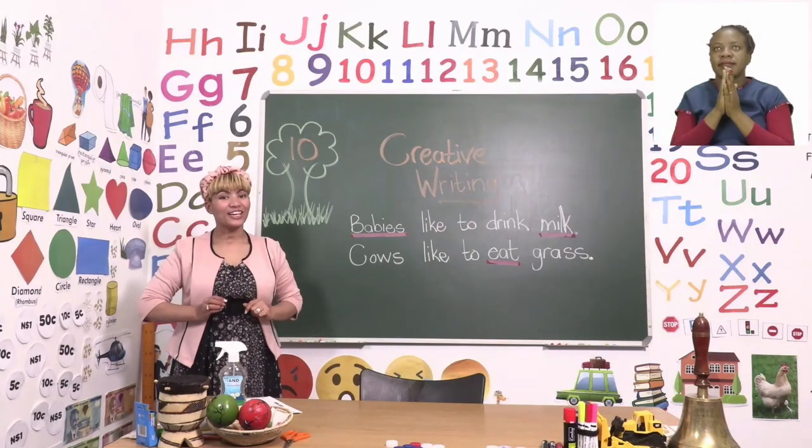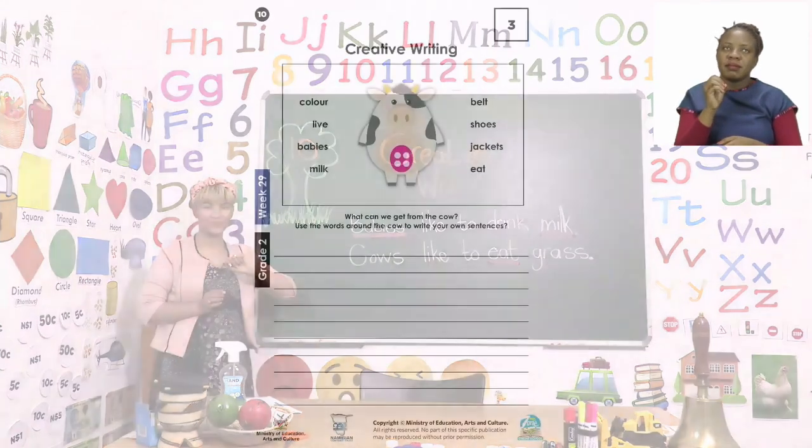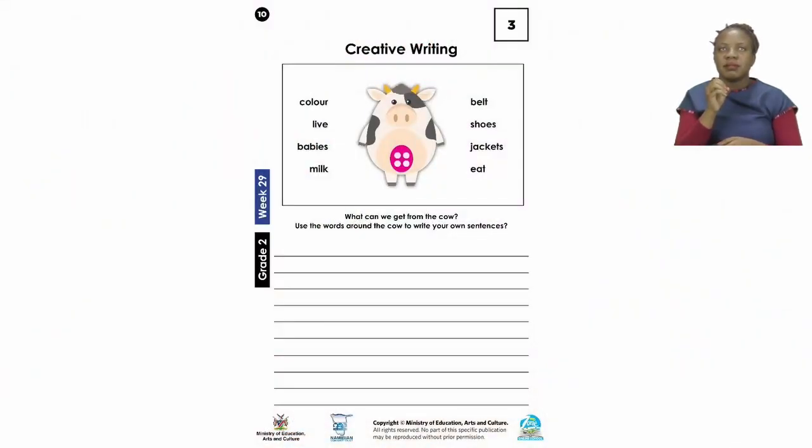In this part of our lesson today, let's start on page 10. Now here we are going to do some creative writing. It says, what can we get from the cow? You will see there's a picture of a cow, and right around the cow you have a few words. You will now have to use these words to write your own sentences.